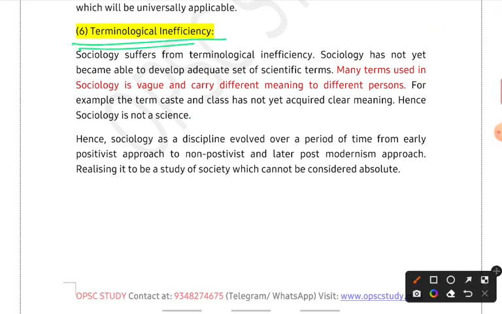Then comes terminology inefficiency. There are many terms used in sociology like caste, class, right? They are very vague in nature. There is no hard and fast definition by which you can differentiate what is caste and what is class, and they sometimes intermingle also. Are they intermixed? Are they used interchangeably? You can say that in the case of India, caste and class are basically interchangeable. Some people say it is a caste-based society, some say no, it is a class-based society, and others say it is a caste and class based society.